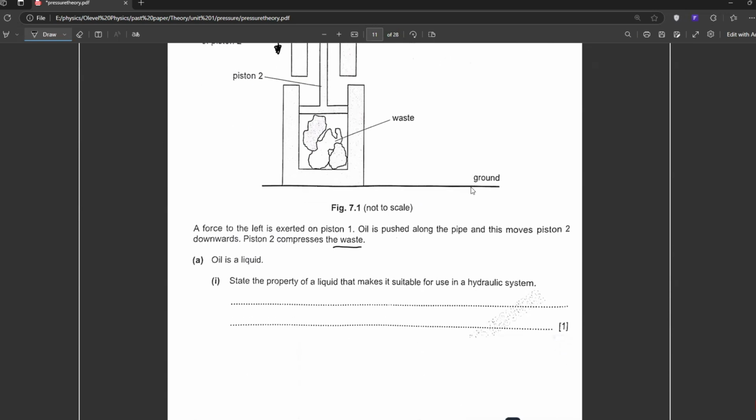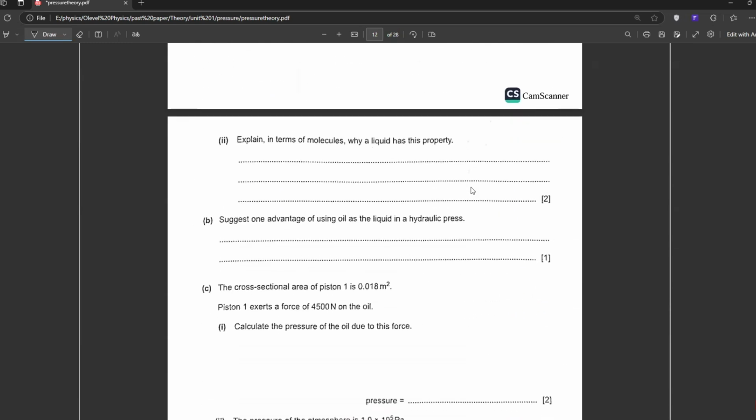State the property of oil that makes it suitable for use in a hydraulic system. It is incompressible. Any incompressible liquid can be used in a hydraulic system. Explain in terms of molecules why a liquid has this property. Because in a liquid, molecules are close together and they experience large repulsive forces. Hence, they are incompressible.